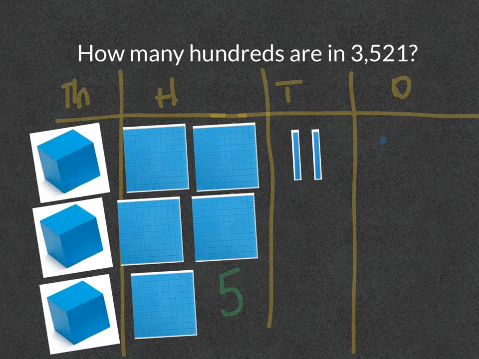So we like to think of it as, okay, even though that's a 1,000 cube, this could also be called 10 hundreds, and this could be called 10 hundreds, and this could be called 10 hundreds. So altogether, there aren't just 5 hundreds in this number. There are 10, 20, 35 hundreds. So the answer to our question today is that in 3,521, there are actually 35 hundreds.